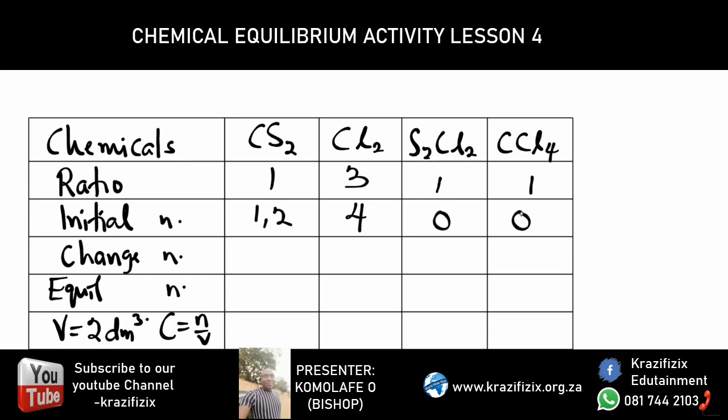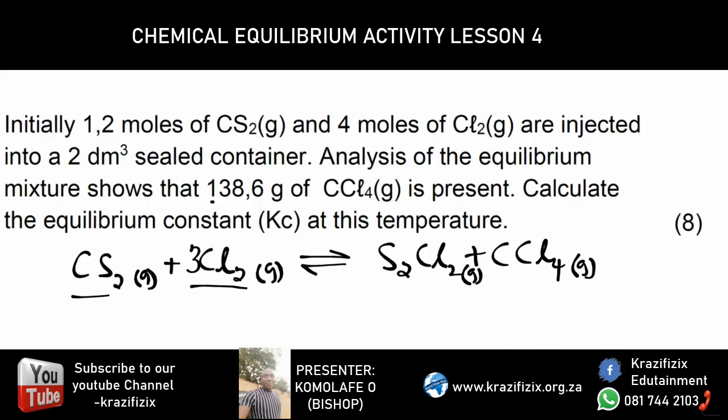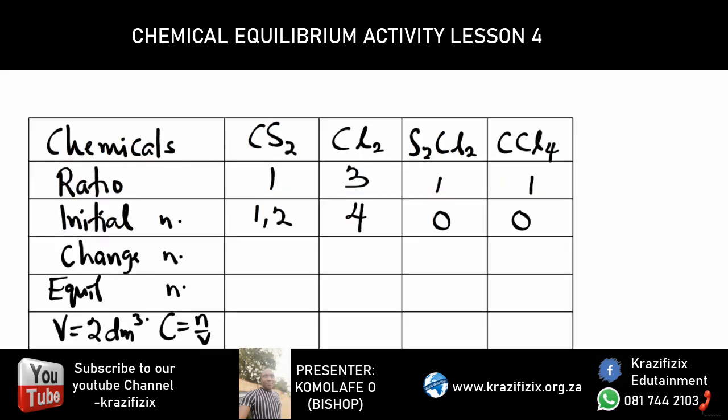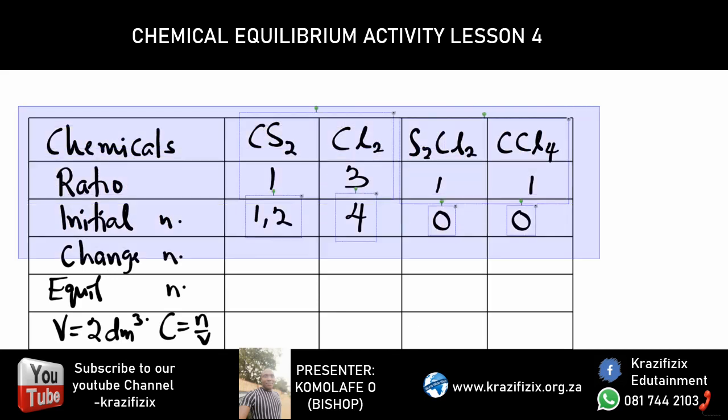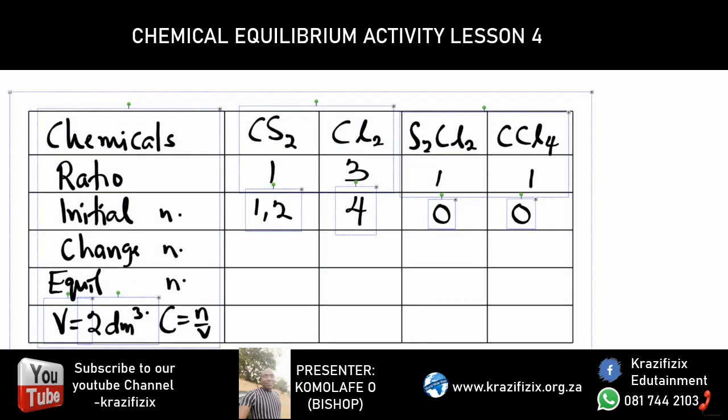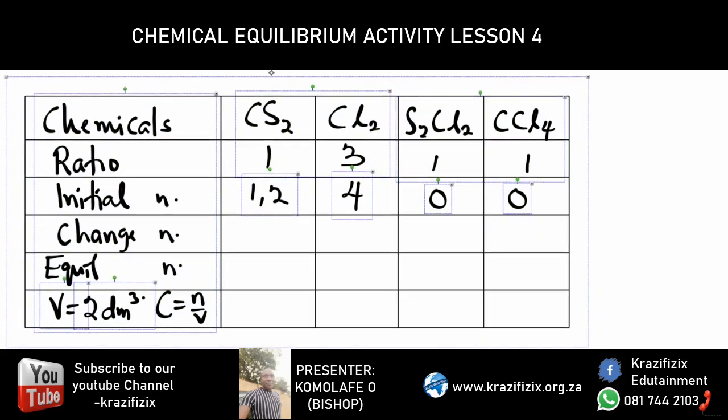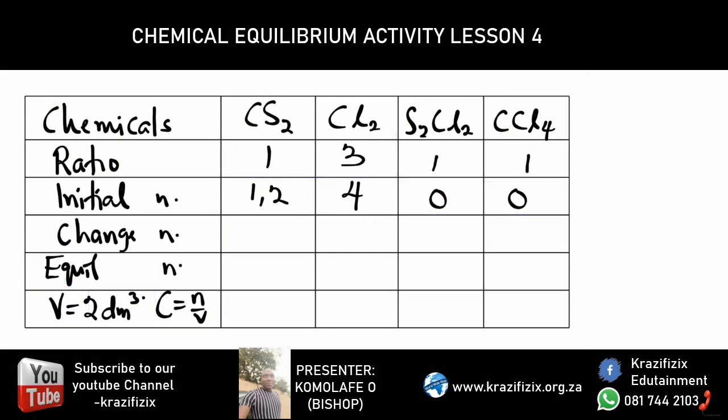0 and 0 there. At equilibrium, it is found that 138.6 grams of CCl4 is present. Now, guys, you cannot write the 138.6 in here. Do you know why? Because this table is dedicated to the number of moles, so we cannot write that in here. What we need to do is your calculation. If you do your table a bit big, you can do your calculations in the table, or otherwise you do your calculation on the side. But please show this particular calculation.